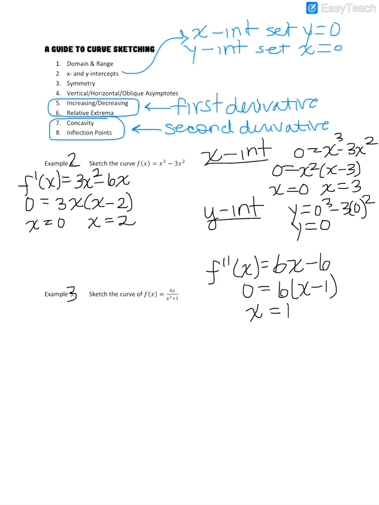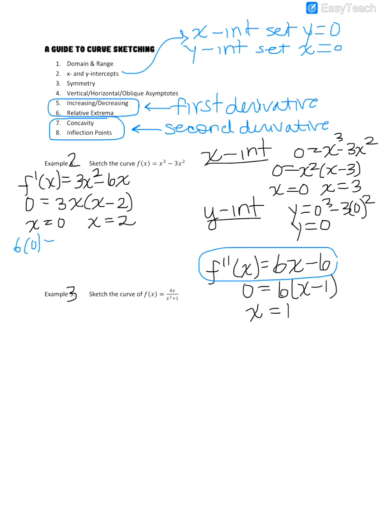All right, so let's go back to our first derivative. We have critical points at 0 and 2. That means they might be a max, they might be a min. We're actually going to use our second derivative test now to see whether they are maxes or mins. Okay, so what we're going to do is we're going to plug in the 0 and the 2 into our second derivative. Okay, so let's start with the 0.